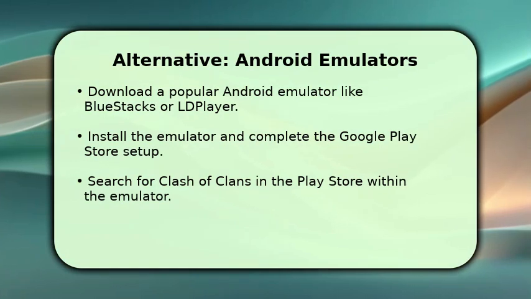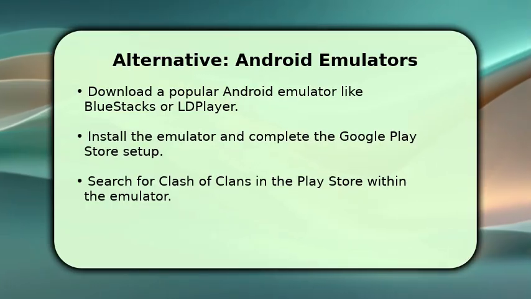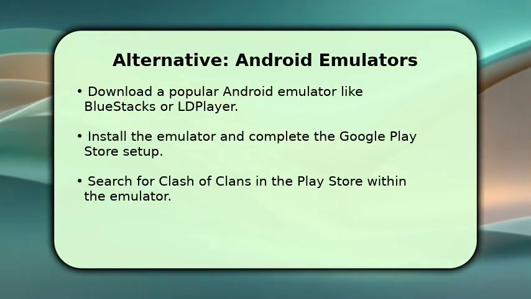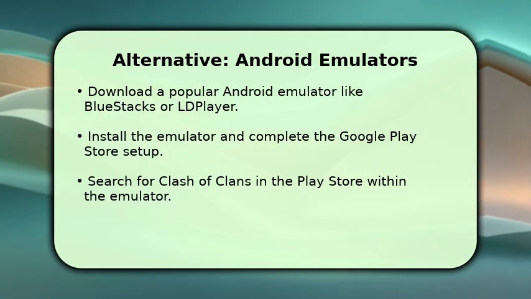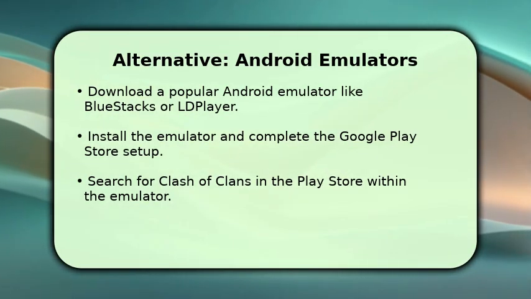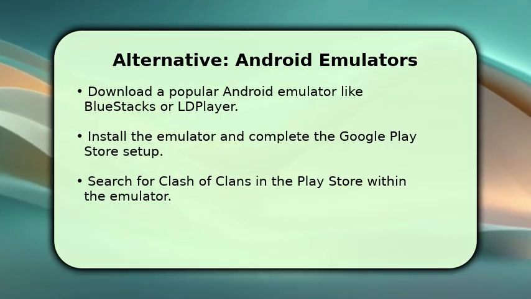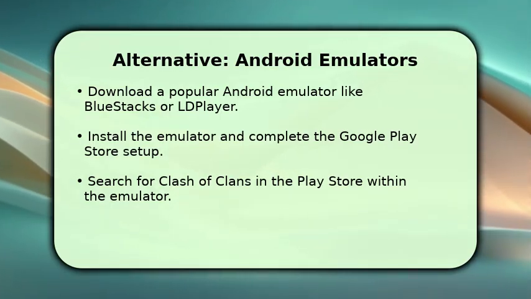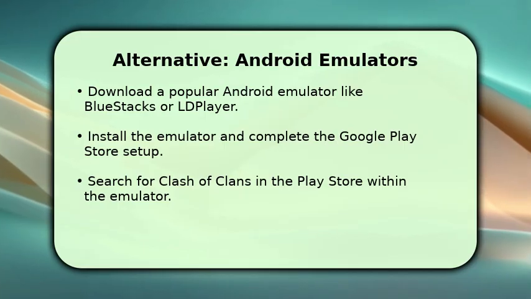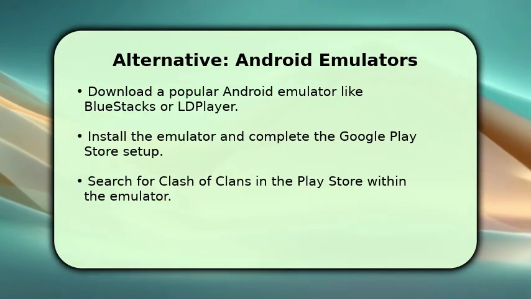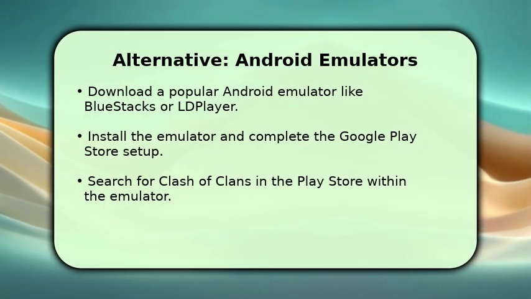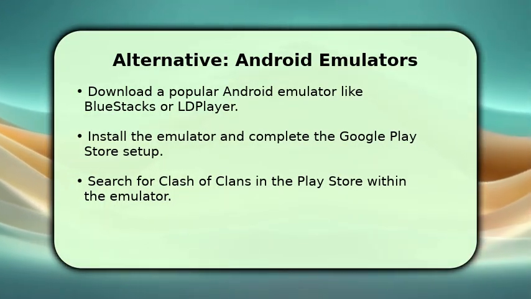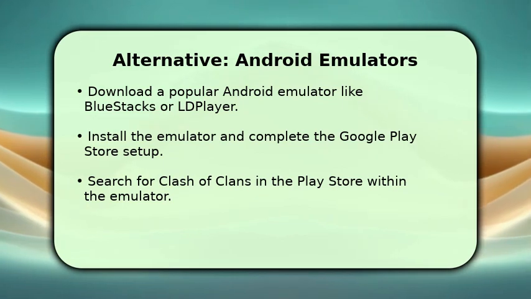Another popular option involves using Android emulators, such as BlueStacks, LD Player, or GameLoop. Begin by downloading your chosen emulator from its official website and installing it on your computer. Once installed, open the emulator, complete the Google Play Store sign-in, and then search for Clash of Clans. Install the game and remember to log in with your Supercell ID to access your existing village in progress.